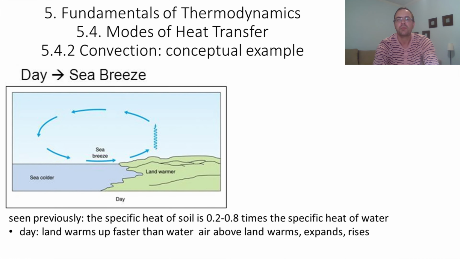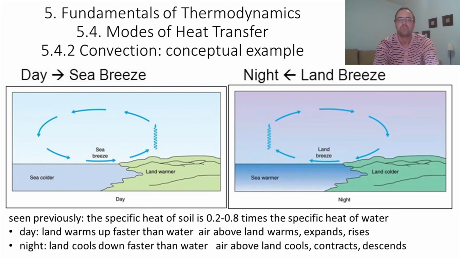And that is also responsible for the direction of wind during the day and night. During the day, the land warms up faster than water, and the air above the land warms, expands, rises, and gets replaced by colder air from the ocean. This creates a convection motion that favors a sea breeze during the day. At night, the land cools down faster than water. The air above the land cools down, contracts, and descends. And this creates a convection motion that will favor a land breeze during the night.